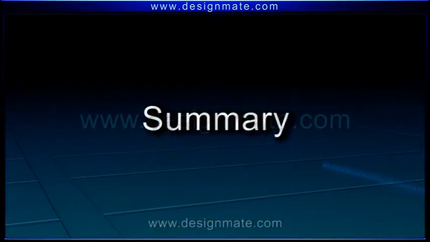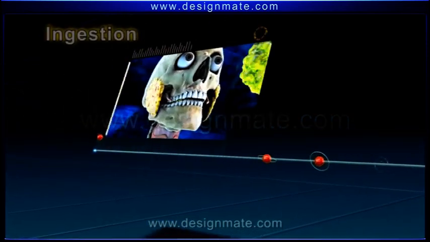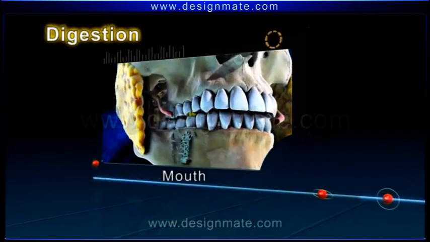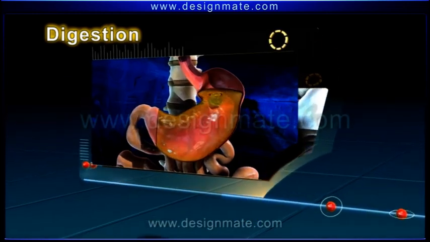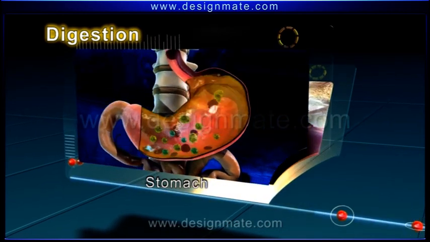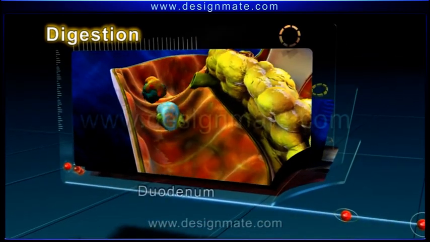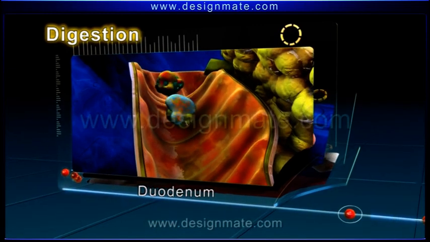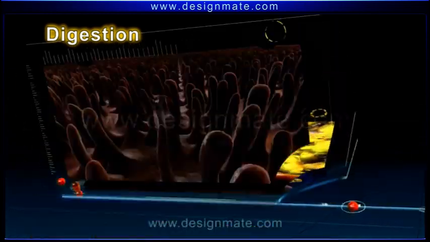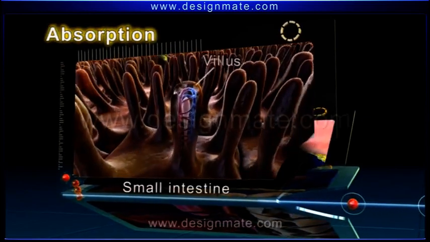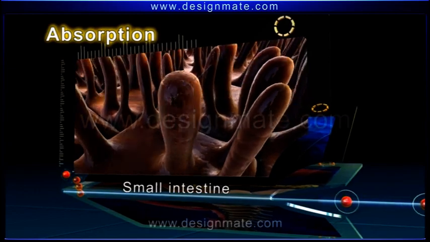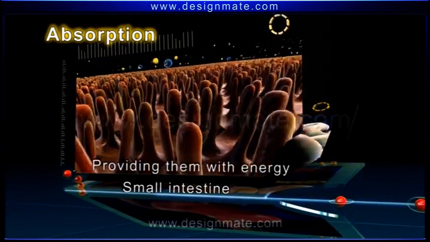To summarize the topic, we see that the complex food that is ingested is acted upon by enzymes in the stomach and broken into simpler food particles. Then in the duodenum, the enzymes act on these particles and further break them into simpler particles, which now can be absorbed by the villi in the small intestine. This food is transported to the various parts of the body, providing them with energy.